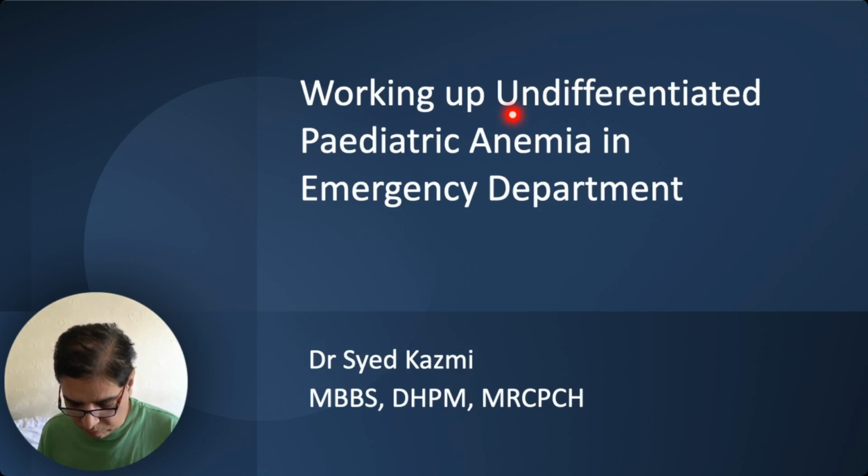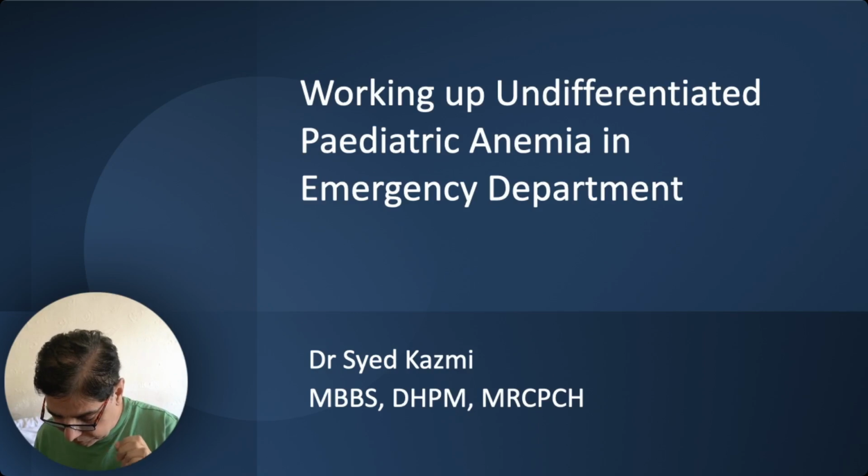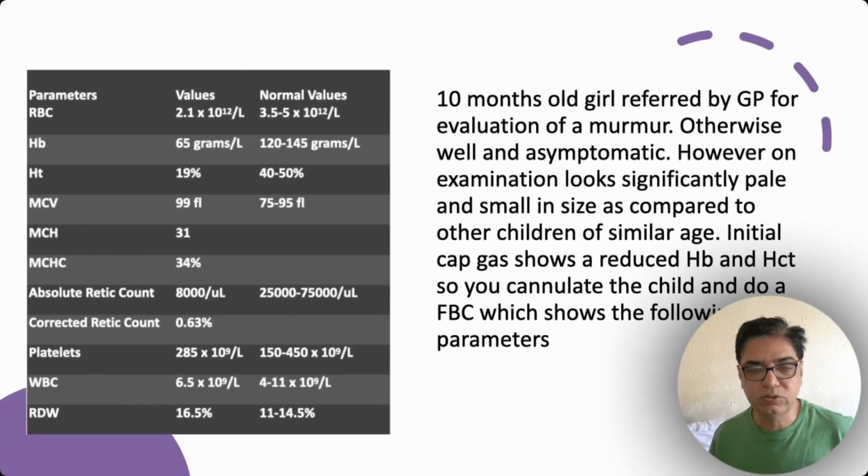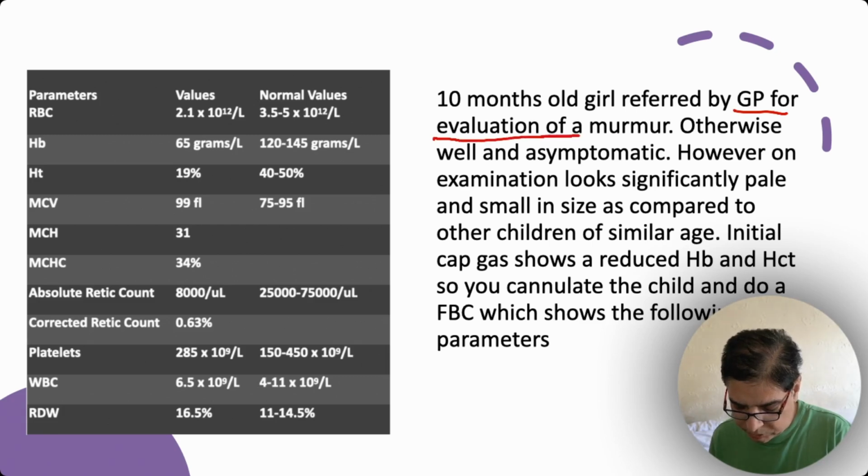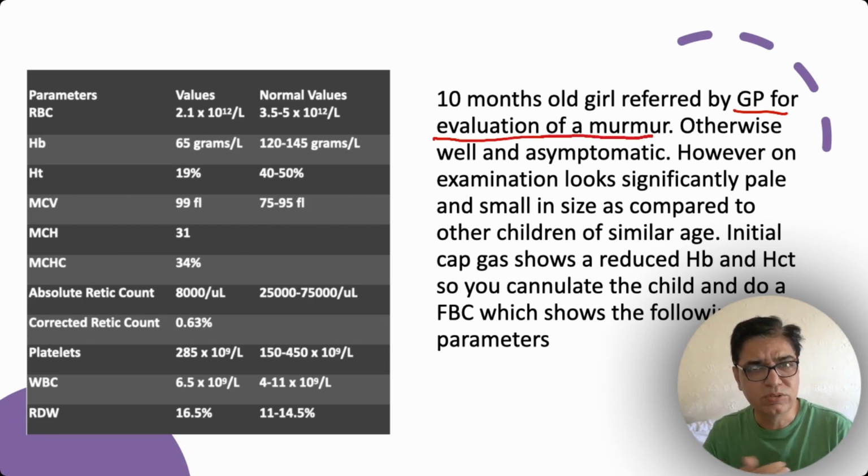So today we are talking about undifferentiated pediatric anemia. Let me start with a case, and you just think about it. This is a 10-month-old girl who has been referred by the general practitioner. Why? Because on examination for something, he put his stethoscope and heard a murmur. He thought there's a systolic murmur going on. Otherwise, the child is well and asymptomatic. The child hasn't got any symptoms.